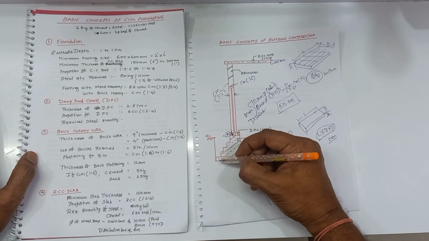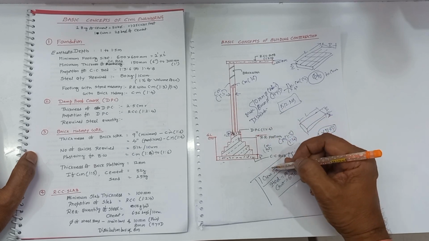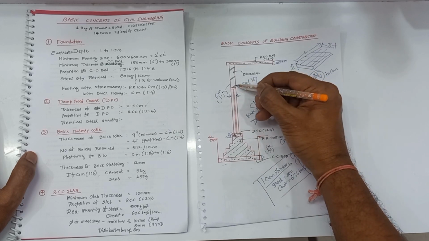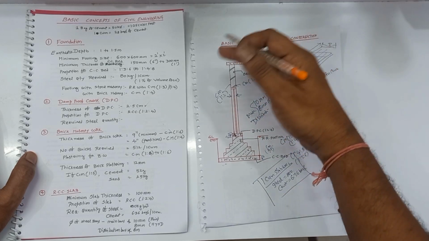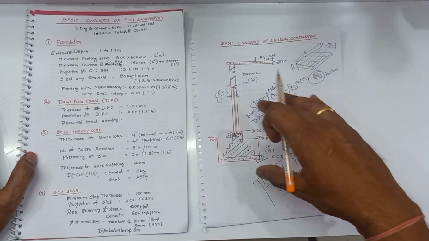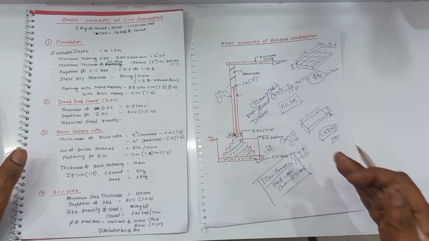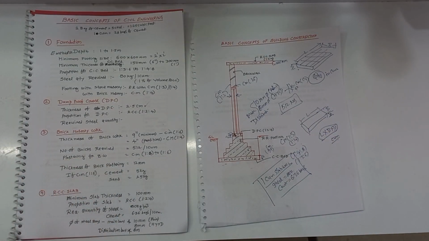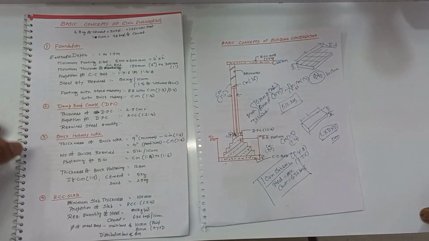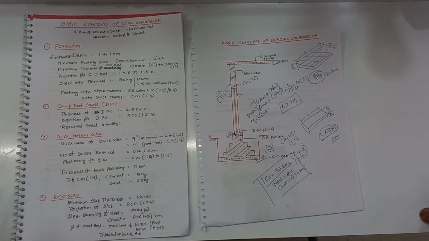Now, earthwork calculation, earthwork depth, the CC bed, footings, DPC, brickwork, and the RCC slab: all the basic concepts and minimum requirements are discussed here. In my next video, I will discuss the remaining items of building construction, that is plastering, flooring, and some other items. As a civil engineer, you have to know the basic fundamentals of these requirements for any building construction.